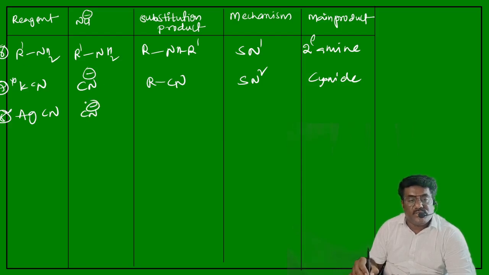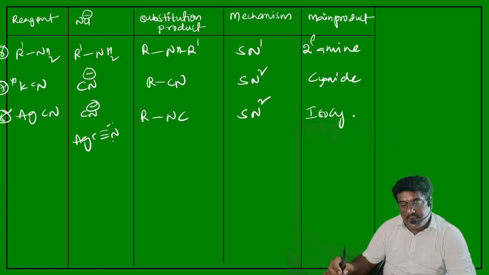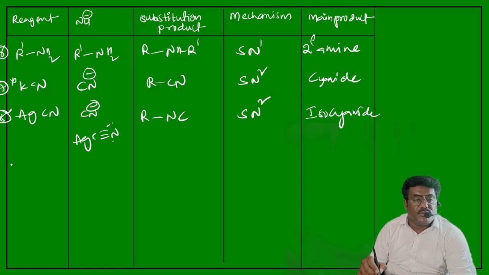Here also it gives CN minus. It gives C triple bond N, with Ag. What is the product? It gives RNC, isocyanide. What is the reaction mechanism? It is SN2. It gives isocyanide. See, have a look at the next one.